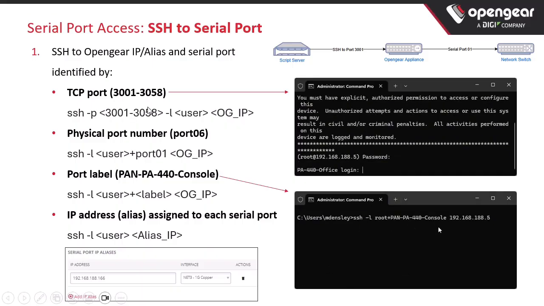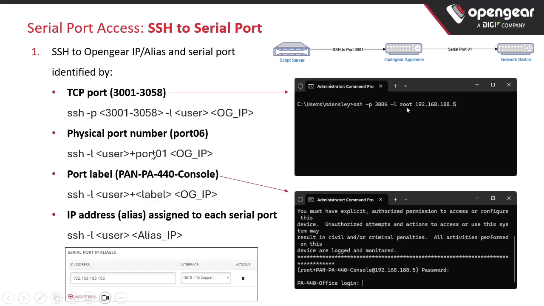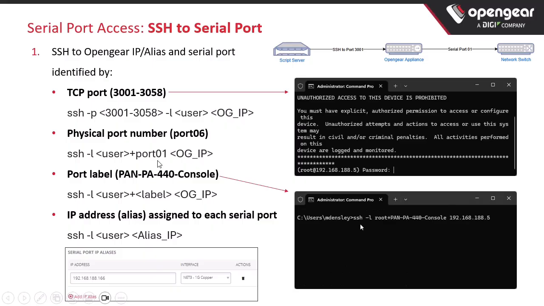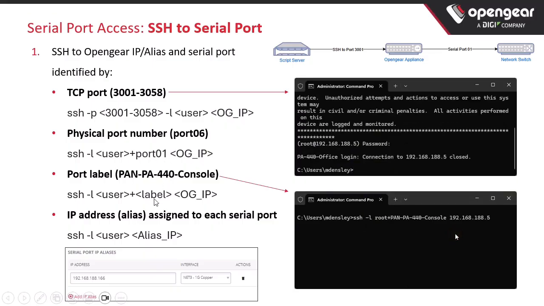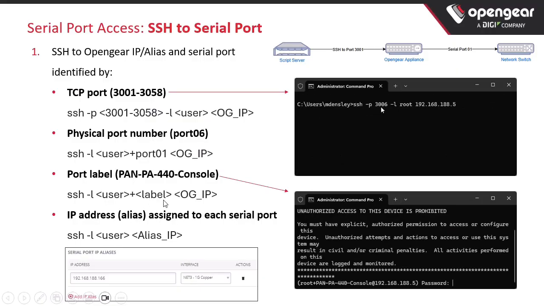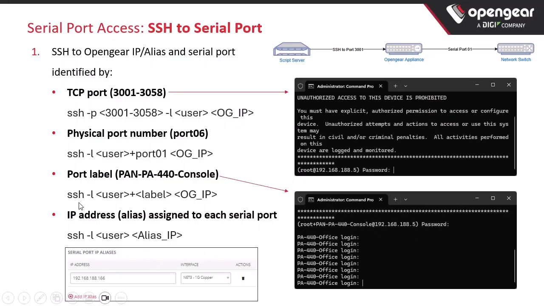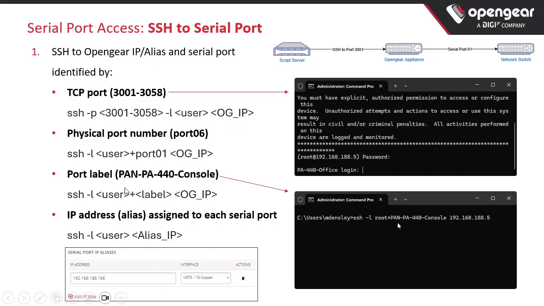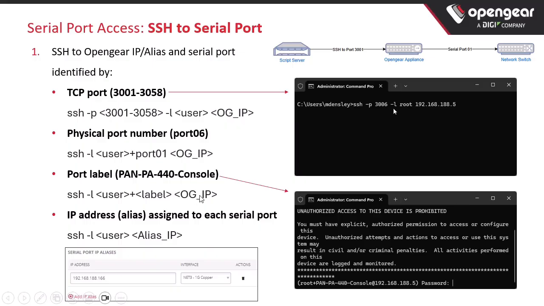If the TCP numerical reference does not make sense to your brain and you want to use a different connectivity syntax, you can always use the physical port label or number, right? So port 01, port 02, port 048, port 052, for example. If that isn't consistent or easy enough for you, you can always use the label, the name or the host name of the device in question. And so the connecting syntax there is SSH -L, username plus, you do have to do the plus in these two cases, then the name of that label, and then the appliance IP address.